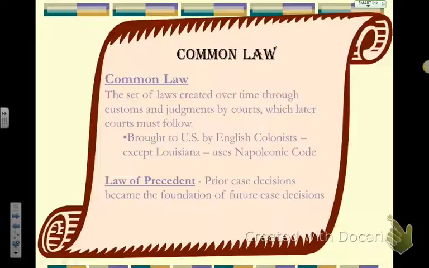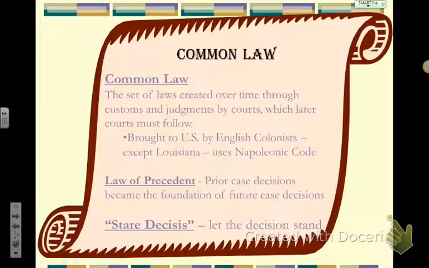The precedent is set. You've heard somebody say, the precedent has been set. It was done this way before, so we're going to do it this way again. It's also known as the concept of stare decisis. Let the decision stand.